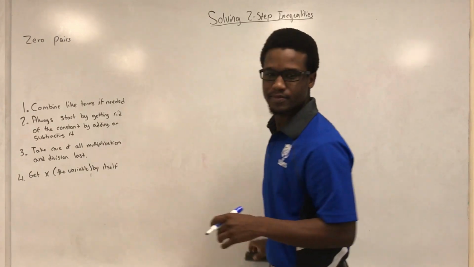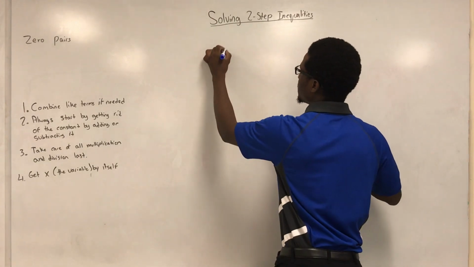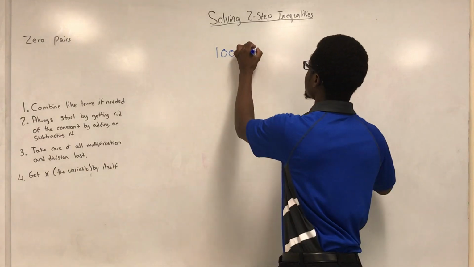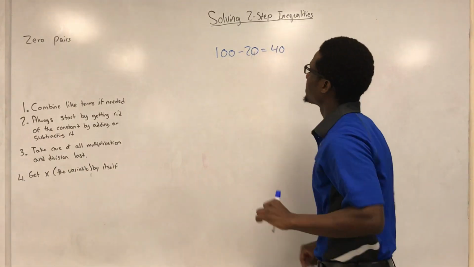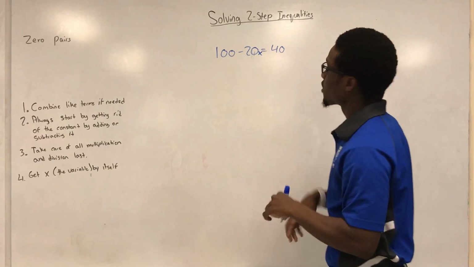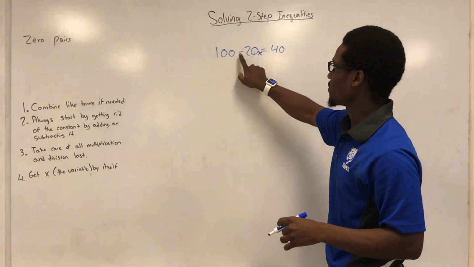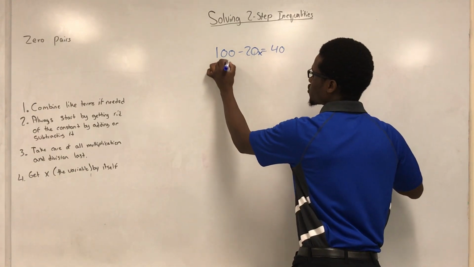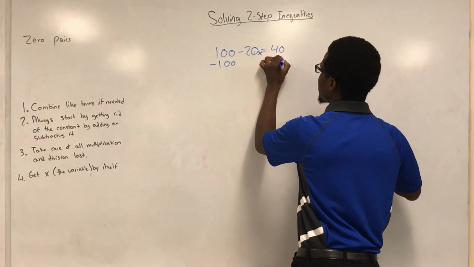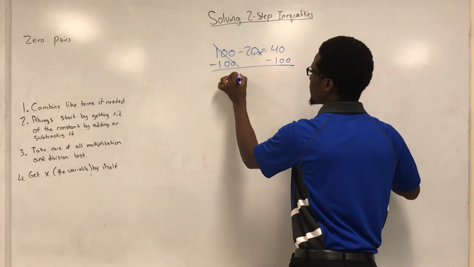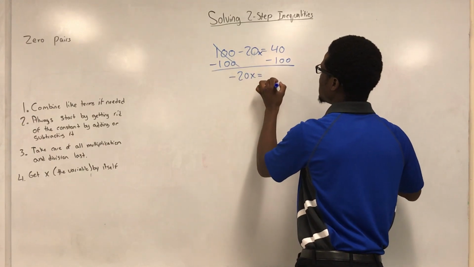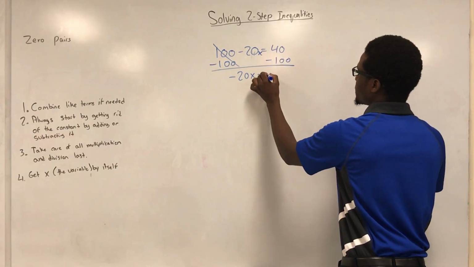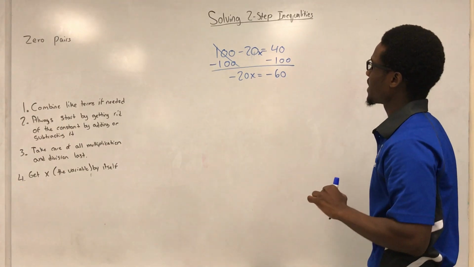Try a couple more. We have 100 minus 20x is going to be equal to 40. One more time. Constant is first. Even though there's a subtraction sign here, it doesn't mean I have to add 100. I'm going to subtract 100 because my goal is to get rid of that 100. Okay? So I have negative 20x is going to be equal to 40 minus 100, which is going to give me a negative 60.